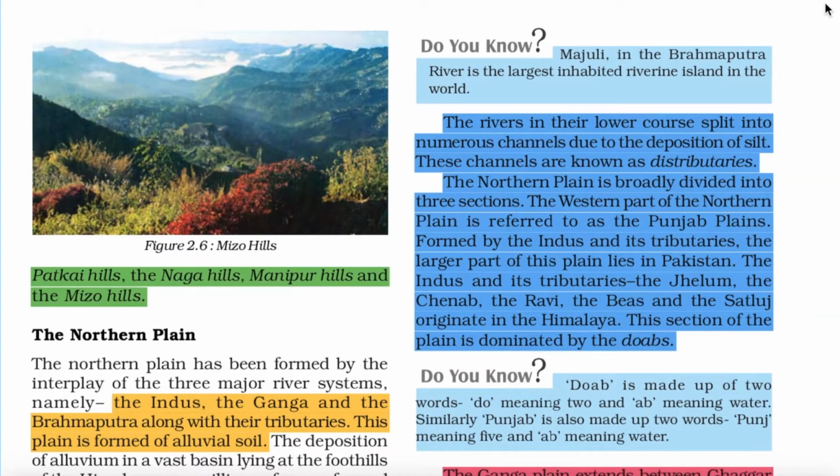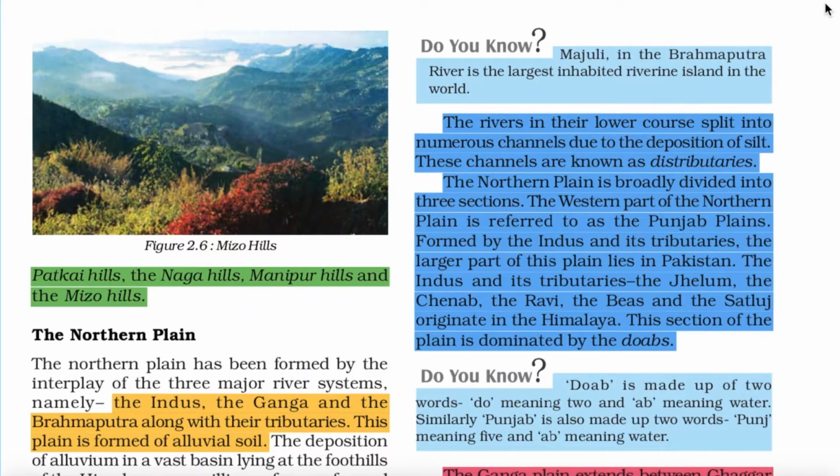Do you know Majuli in the Brahmaputra river is the largest inhabited riverine island in the world? The rivers in their lower course split into numerous channels due to the deposition of silt. These channels are known as distributaries. The northern plain is broadly divided into three sections.